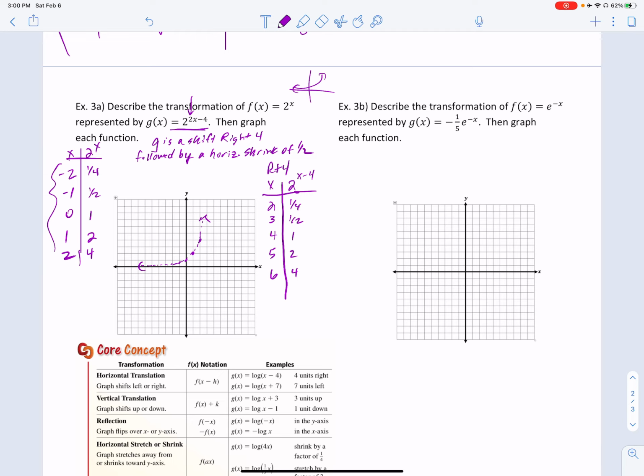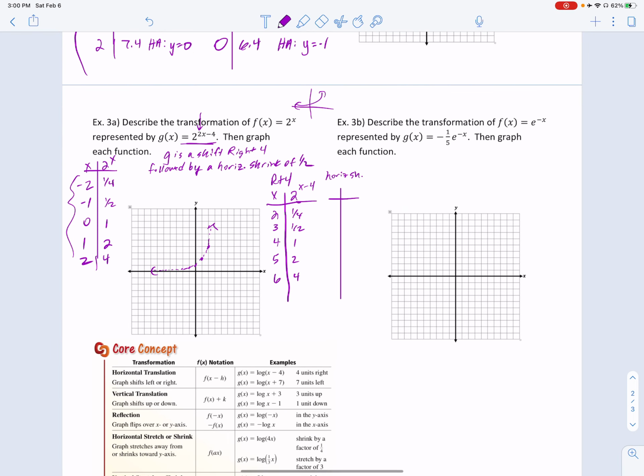And then followed by the horizontal shrink. So we're going to do all of it next. So we're going to have x, and then we have this 2 to the 2x minus 4. The y values are not changing. Y is not affected by these, just the x's.